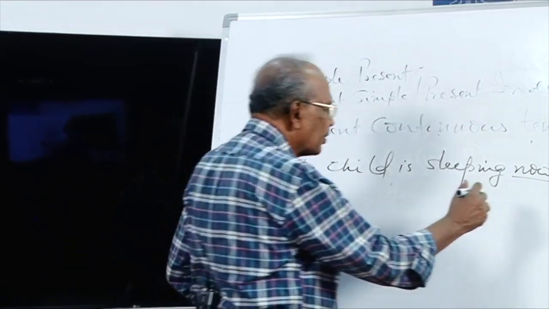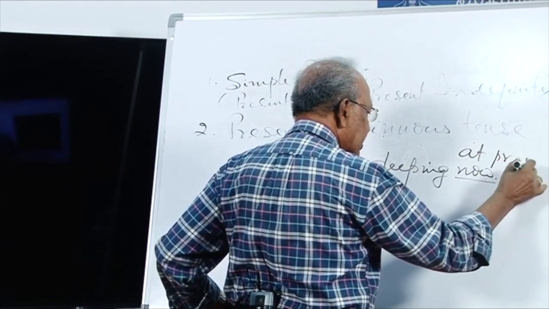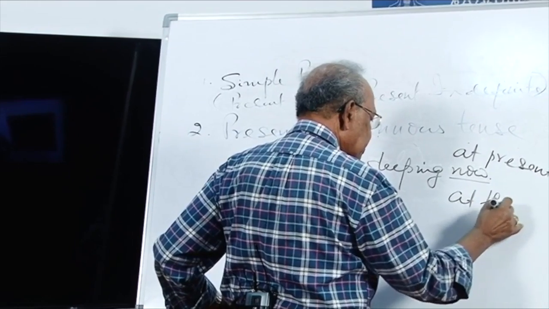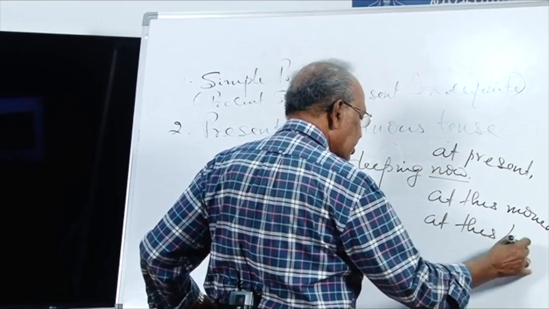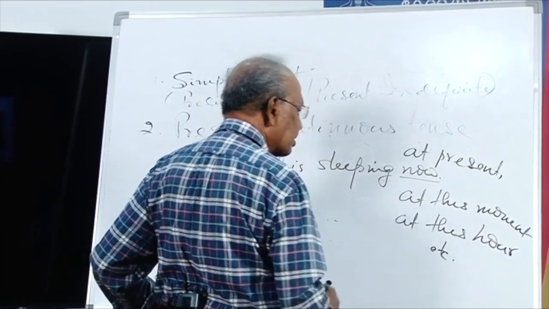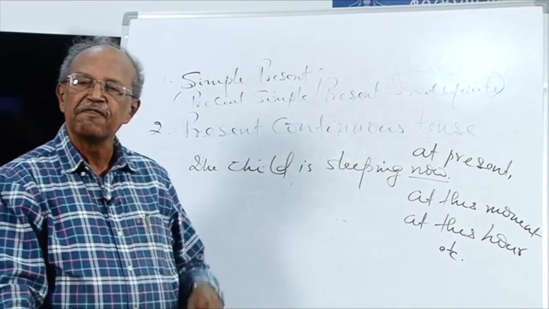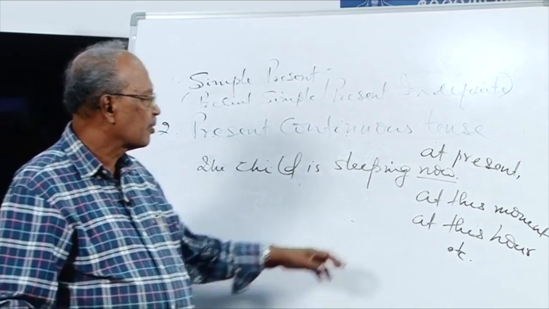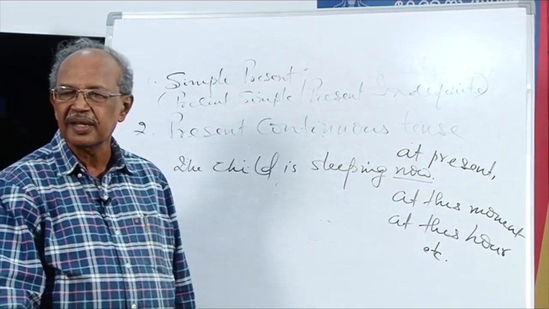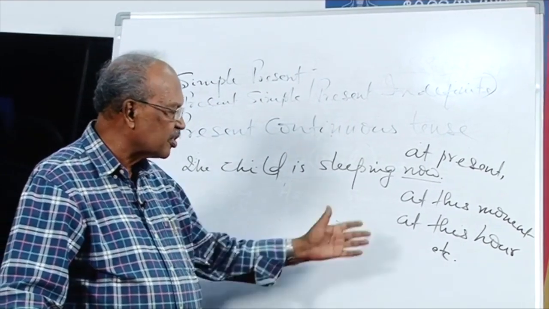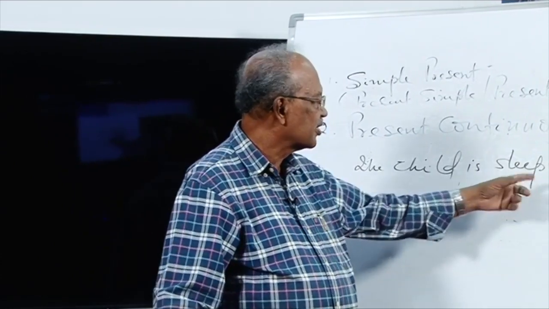So, see, adverbs of present time like now, then phrases at present, at this moment, at this hour, etc. These are the present time adverbs found with the present continuous tense. What are they? Now, at present, at this moment, at this hour, etc. Okay? The child is sleeping now.